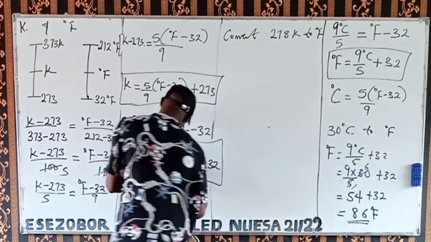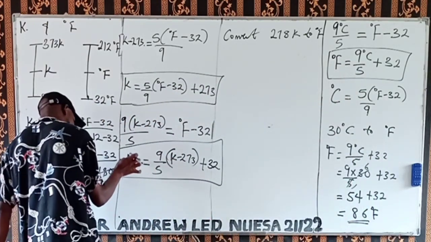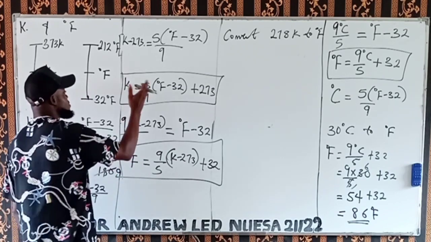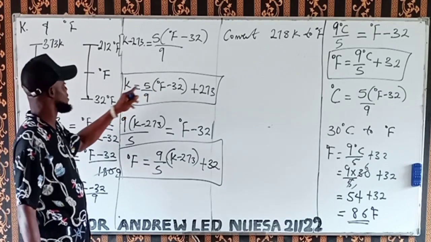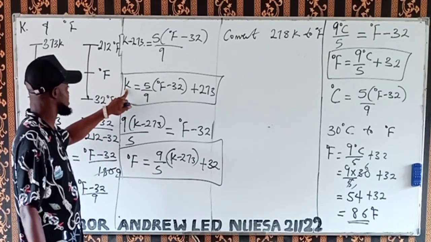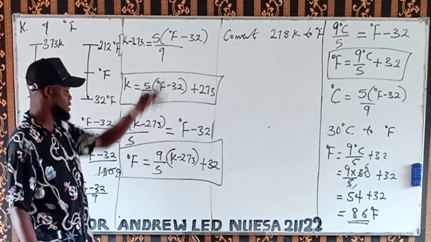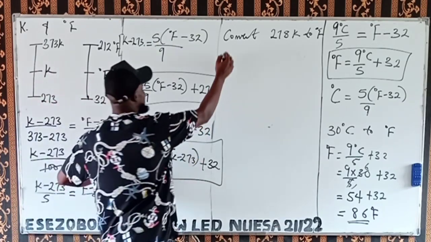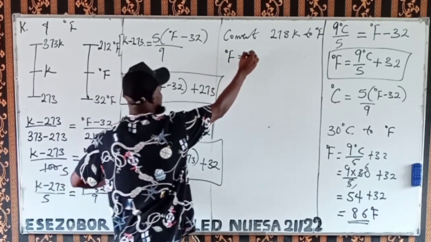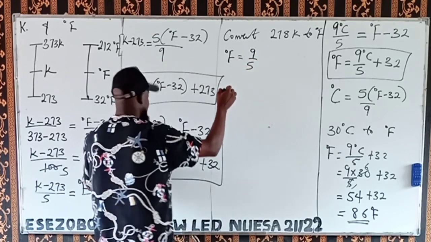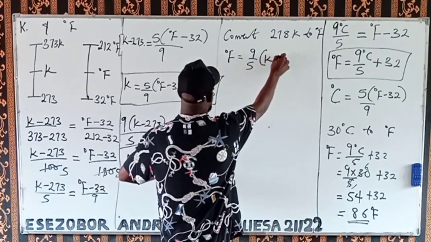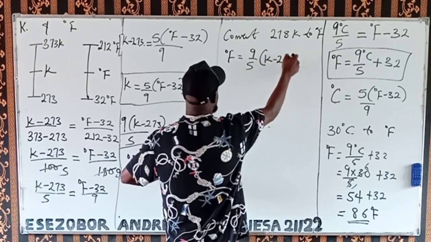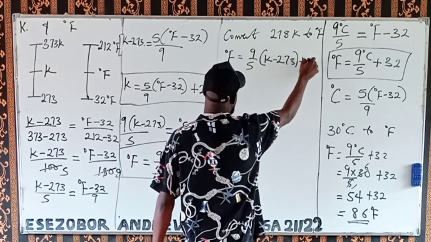Now if you want to move from Kelvin to degree Fahrenheit, use this formula that has degree Fahrenheit as the subject. If you want to move from degree Fahrenheit to Kelvin, use the one that has Kelvin as the subject. We are moving from Kelvin to Fahrenheit now, so we are going to use this. Degree F is equal to 9 over 5 times (K minus 273) plus 32.